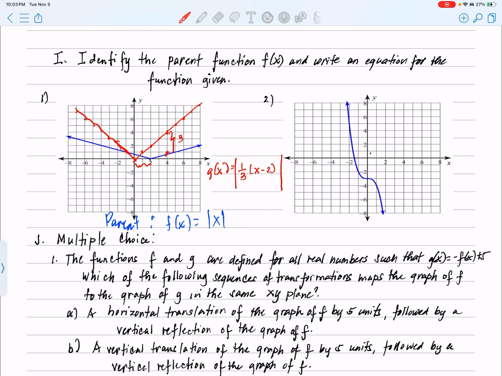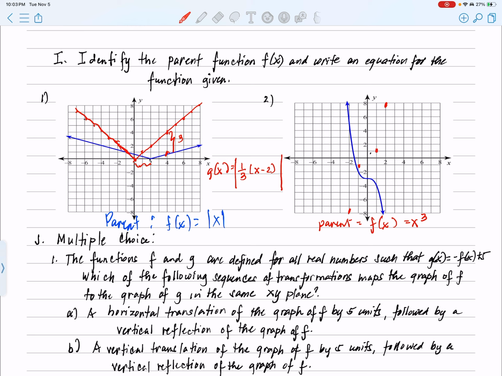Okay. This is a cubic function for number 2. So the parent function for cubic is f of x equals x to the 3rd power. So if I have 1, x is 1, y is 1. If I have 2, y is 8. If I have negative 1, it's negative 1, right? If I have negative 2, it's negative 8 for the cubic.